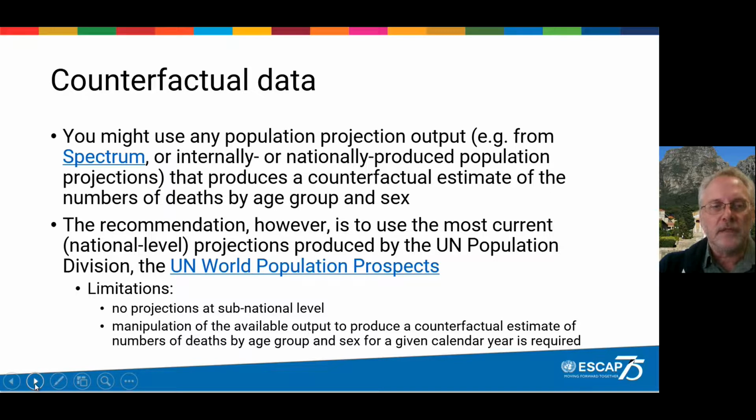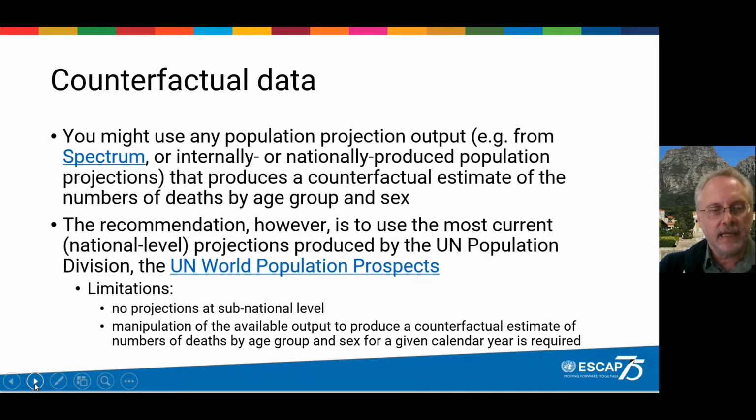While we hold those to be the most useful set of population projections, always bear in mind that there are some limitations to the UN World Population Prospects. Firstly, there are no projections available at a subnational level. So if you are wanting to examine the age profile and the pattern of deaths by age at a subnational level, at a province or a district or a city, you would not be able to use the UN World Population Prospects to produce a counterfactual, and you might have to make use of an internally or nationally produced population projection for that province or that district or that city.